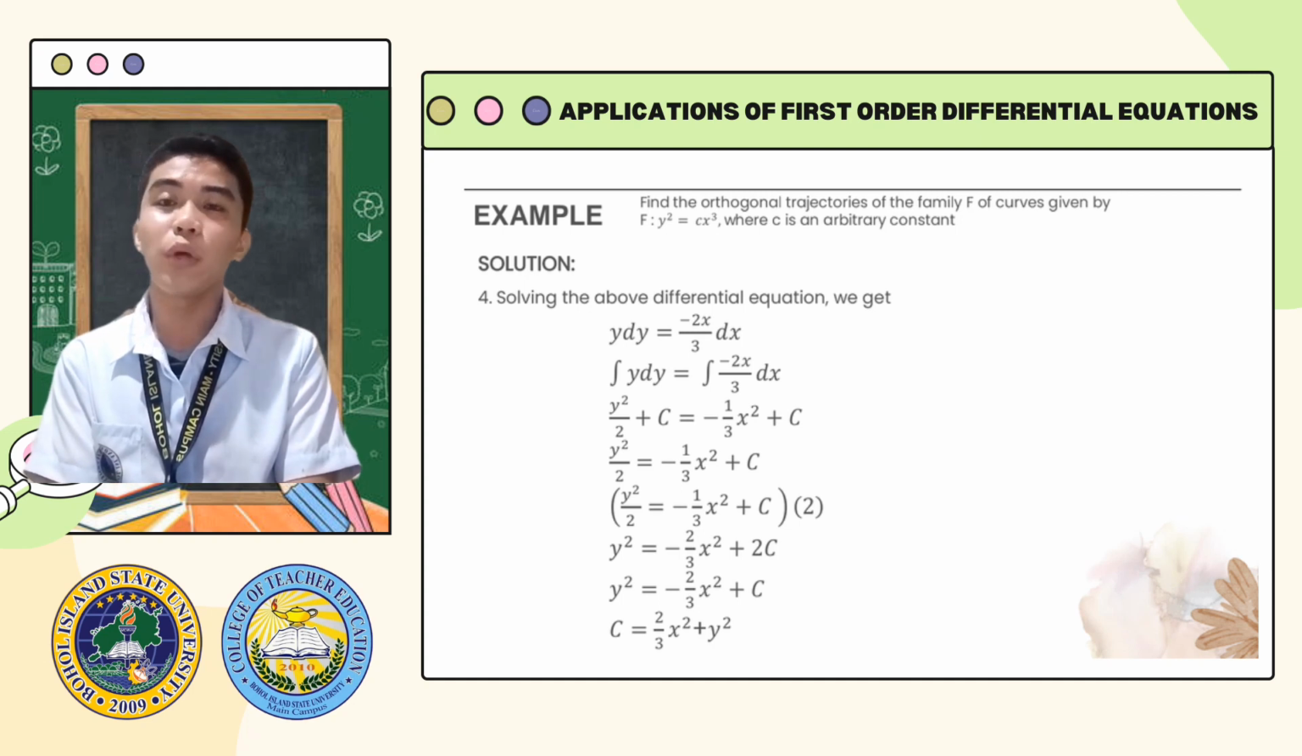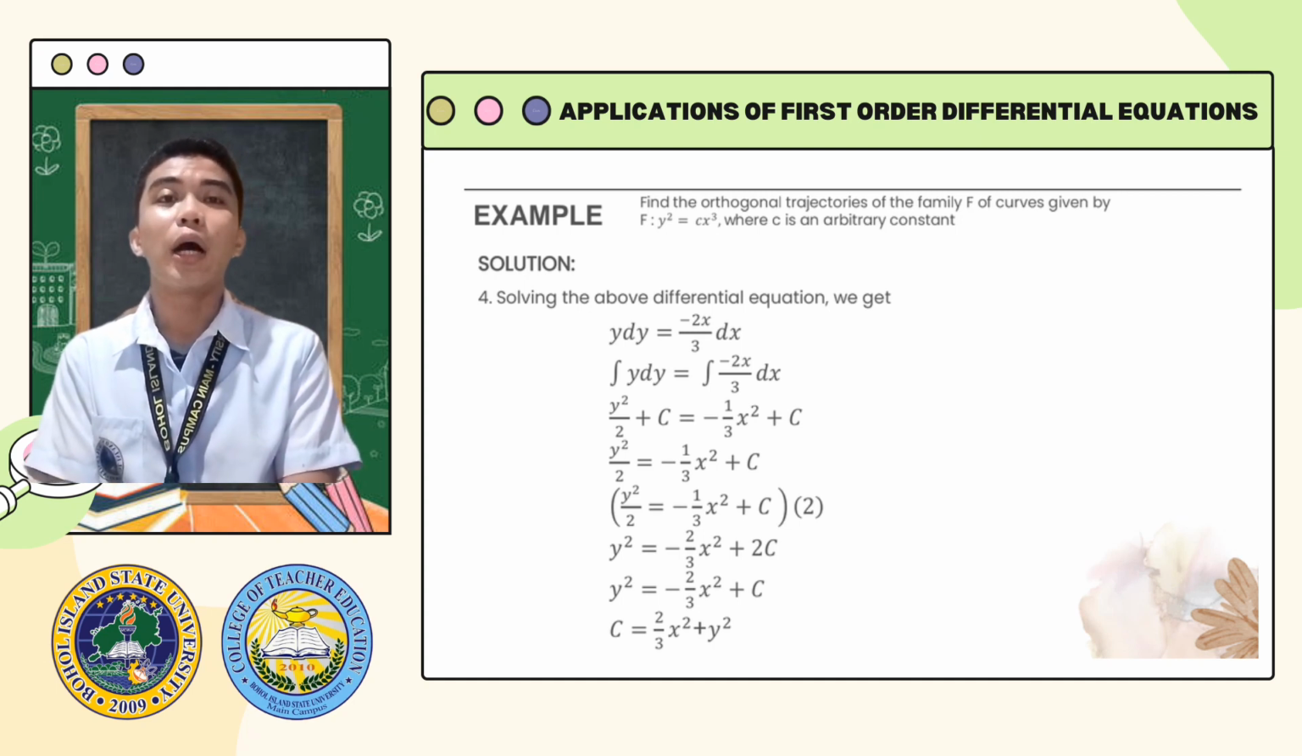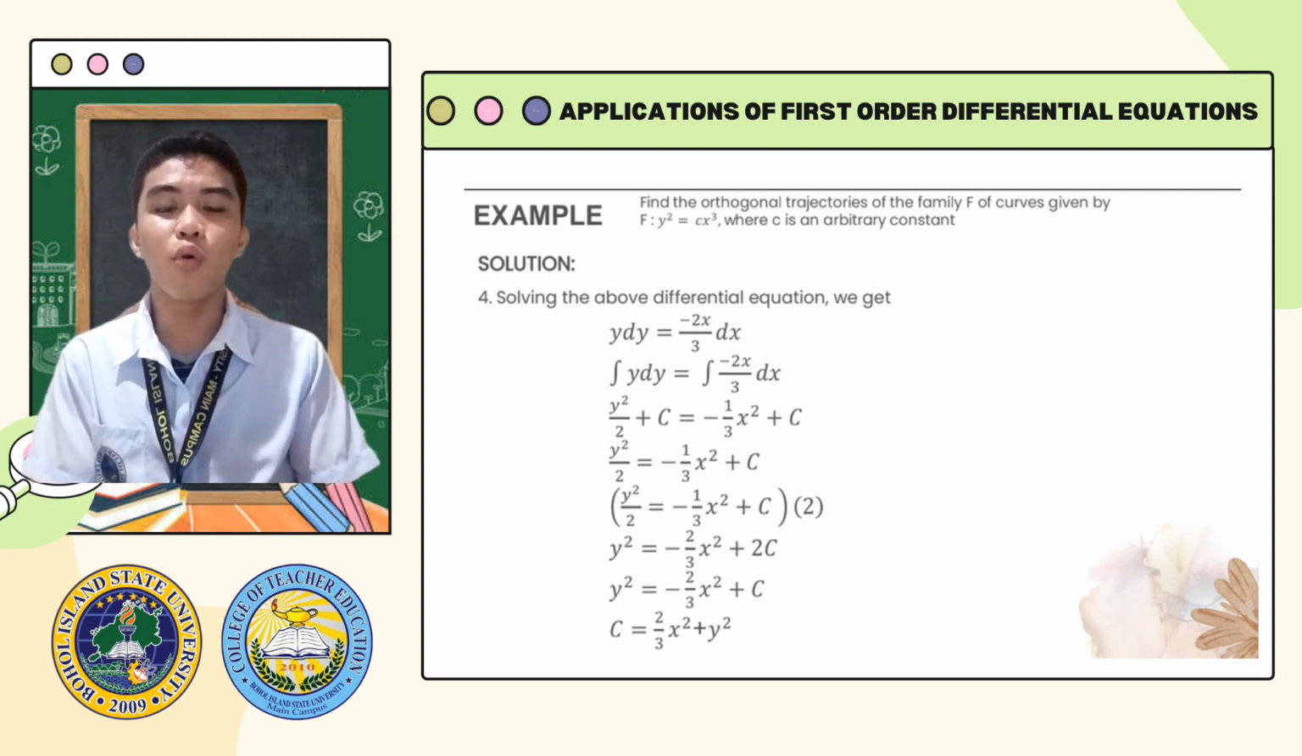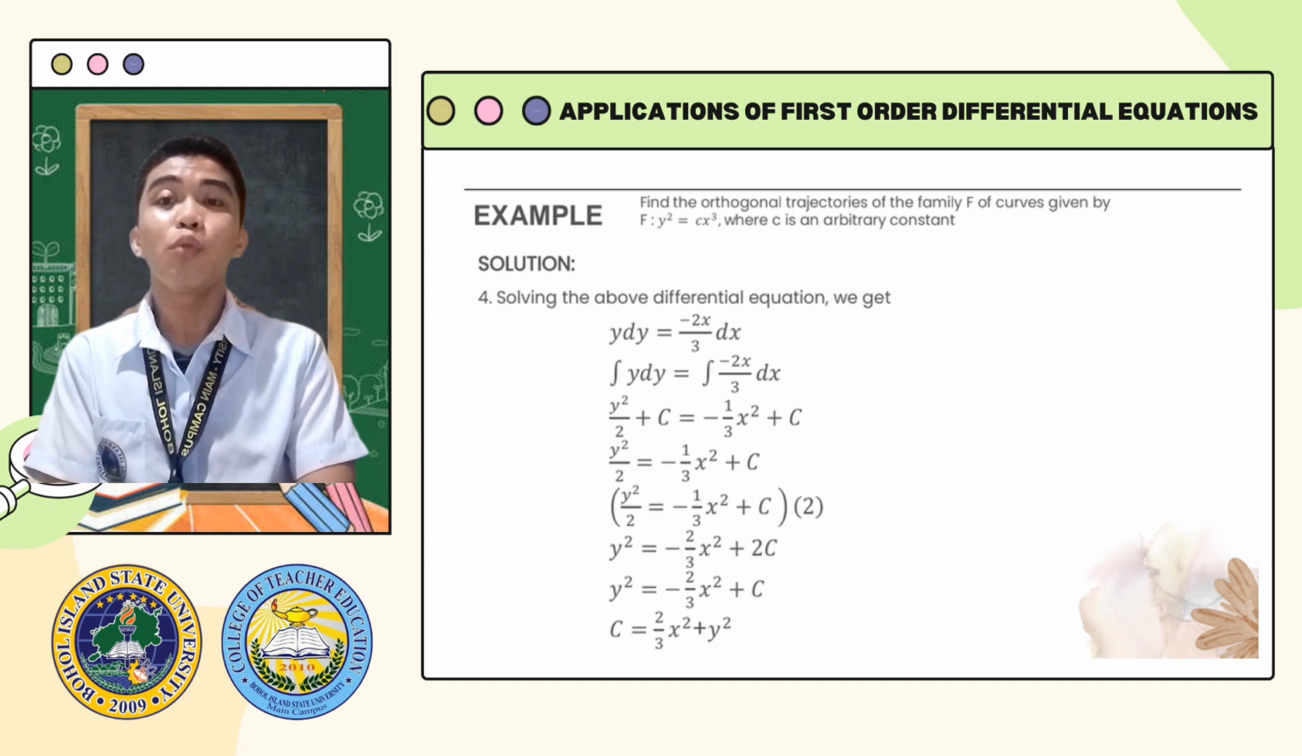So next, we will evaluate the integral. So we get y squared over 2 plus c is equal to negative 1/3 x squared plus c. Since both constants of integration are arbitrary constants, we will replace them with the constant c. So we get y squared over 2 is equal to negative 1/3 x squared plus c.